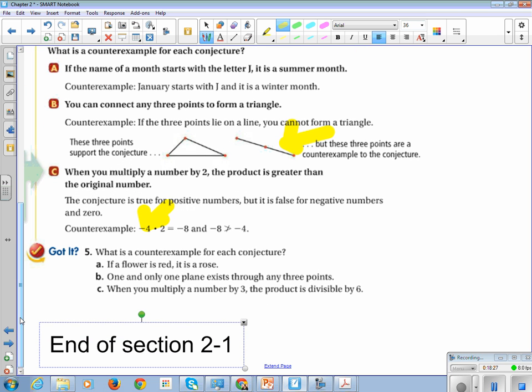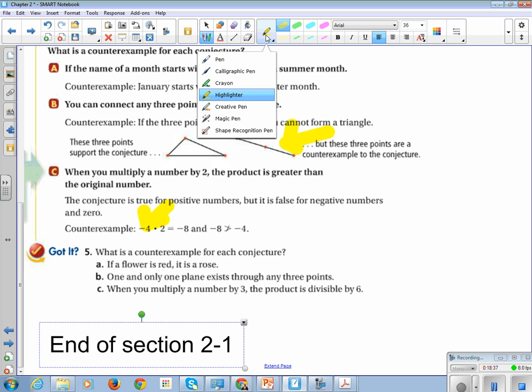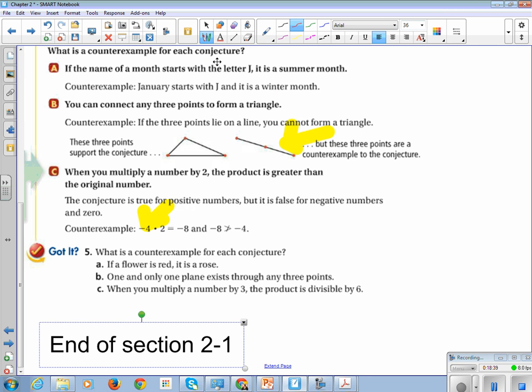Now, number 5. We need to find a counterexample. If a flower is red, it is a rose. So let's find a counterexample for a red flower. What other flowers can be red?